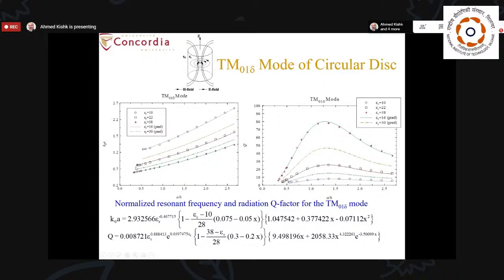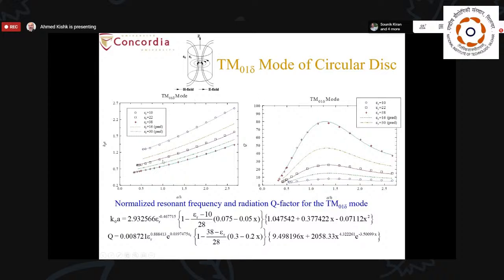And here you can see that as you increase the dielectric constant, the resonant frequency goes down for the same size of resonator, and also the Q factor can be predicted. You can see that the Q factor increases by increasing the ratio of a over h, and also the Q factor increases by increasing the dielectric constant. And we know that the bandwidth is usually inversely proportional to the Q factor. That means the higher the dielectric constant, the lower the bandwidth.